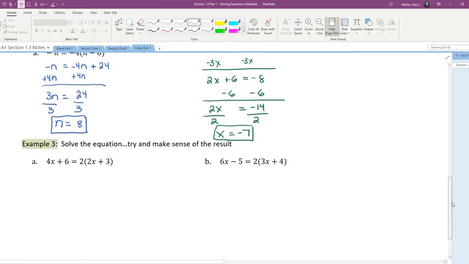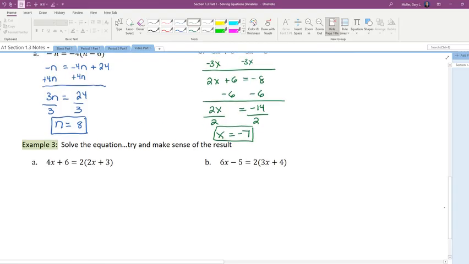All right, full disclosure, these are going to get a little weird. Let's pay attention as we go. Step 1, simplify each side. Nothing going on over here. Over here, I can do the distributive property. And what do you notice at this step? I hope that you notice that we have the exact same thing on the left side and the right side. 4x plus 6 equals 4x plus 6.